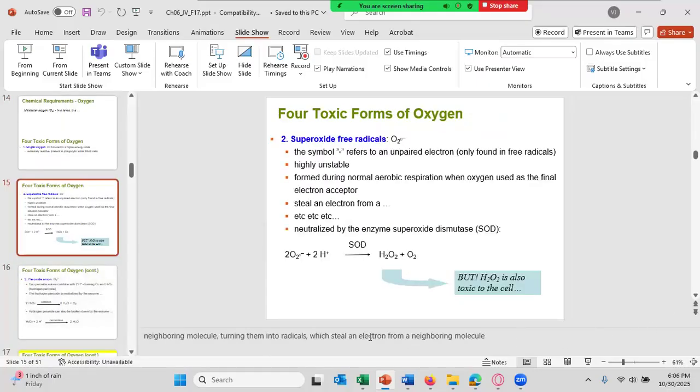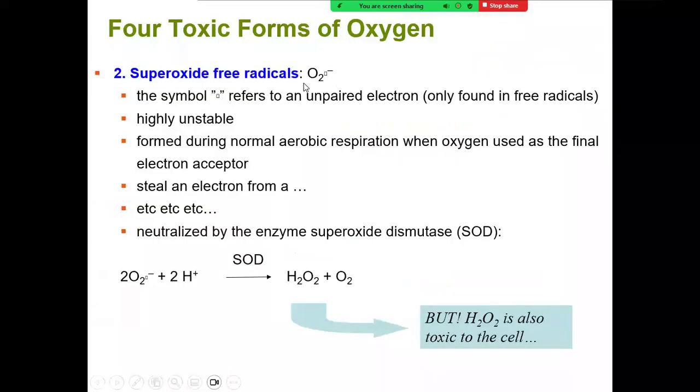Another toxic form of oxygen is superoxide free radicals. This is an oxygen molecule with an extra electron, and that's what we're showing with that minus sign there, as well as that cube. That means an extra electron, and it has a -1 charge. So that would be a superoxide free radical, an oxygen molecule which has an extra electron, giving the molecule a -1 charge.